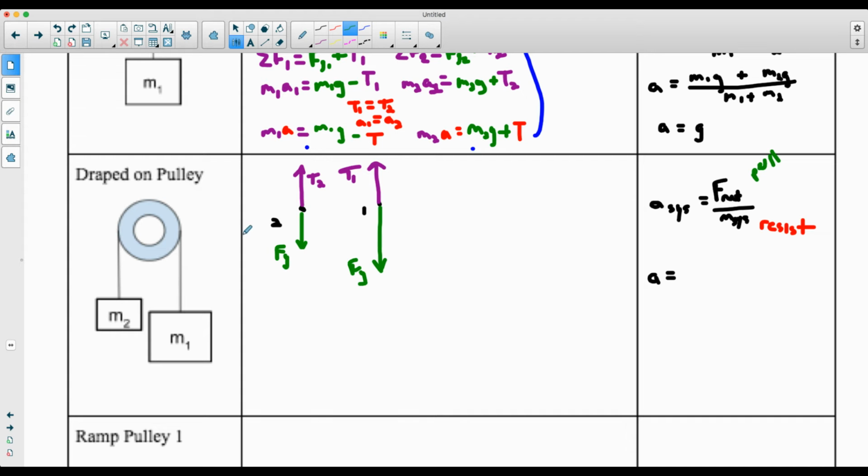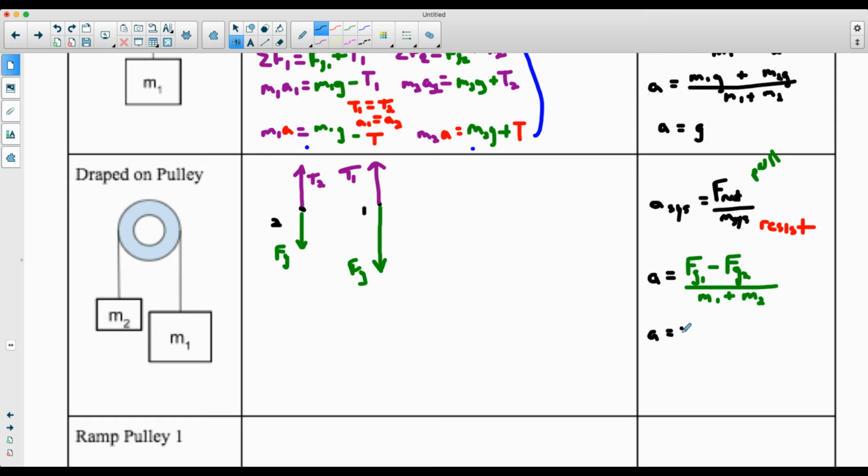Now, are they going to add or subtract? Well, one of them is pulling one way and the other is pulling the other. So the F net's going to be a subtraction of the two. You really just have Fg of mass 1 minus Fg of mass 2. That's going to give you your net force divided by the combination of the masses, M1 plus M2, because you've got to move both masses. And this is really nice and easy. I mean, heck, at this point, just plug in.